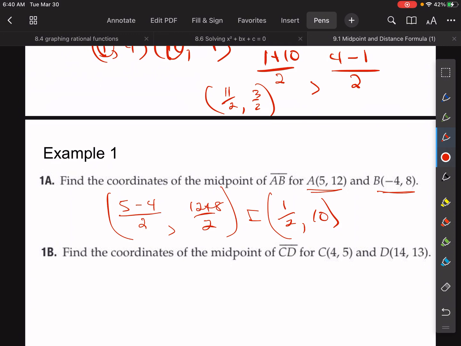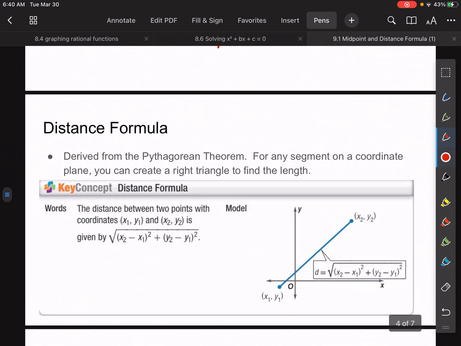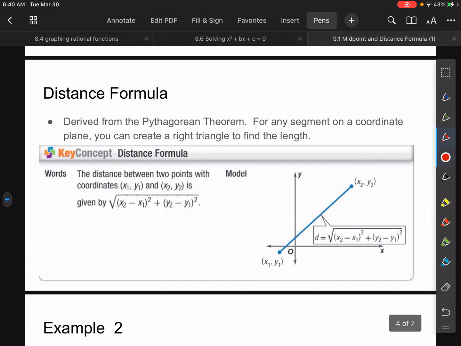I want you to pause the video now and do 1b on your own. All right, let's look at 1b really quick. So this is going to be 18 over 2 and 18 over 2, I believe. So it's the same exact thing. 18 divided by 2 is 9. So this is 9, 9 as our midpoint. All right, so that's all we need to know for the midpoint. We're going to have some practice, but that's it.